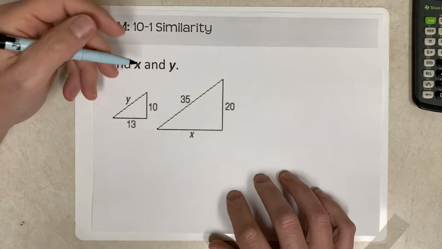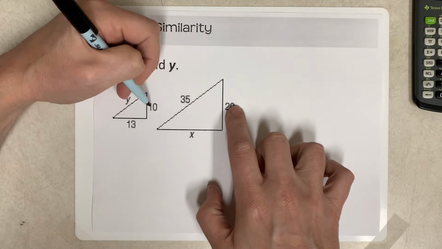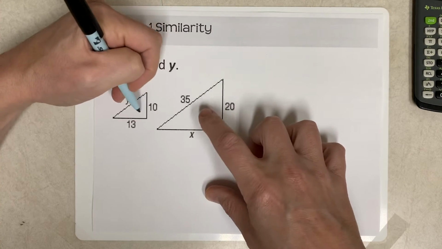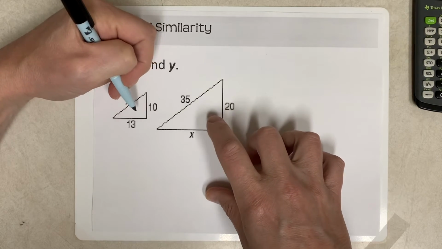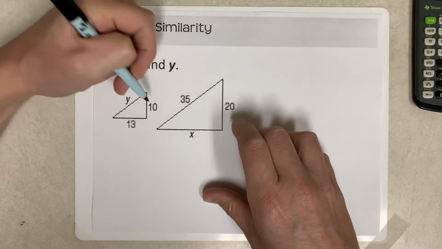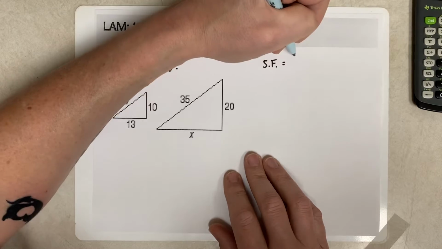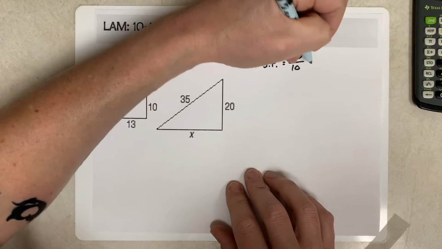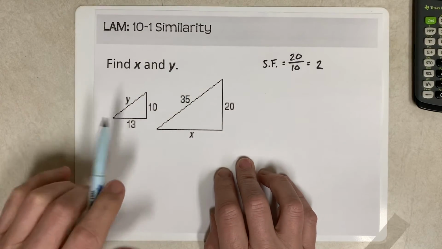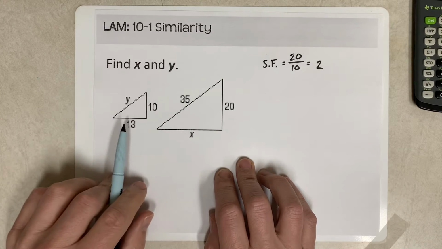So we first need to find a scale factor. Well, if we take these two sides that are matching up, and if we're not given any angle values, then we kind of just have to assume that the two triangles as given are similar, with the angles matching up like that. So 10 and 20. So the scale factor would be 20 over 10, because that's 2. So if I want to go from the small triangle to the big one, I multiply by 2. And if I want to go from the big one to the small one, I multiply by 1/2.